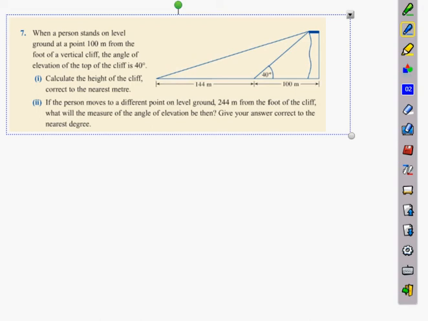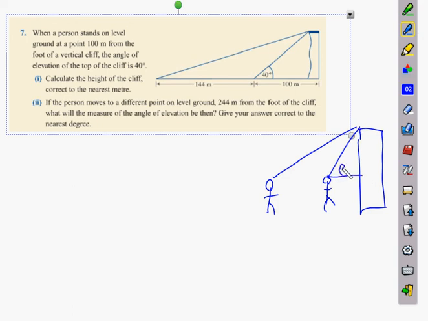Okay, when a person stands on level ground at a point 100 meters from the foot of a vertical cliff, the angle of elevation from the cliff is 40 degrees. So what happens, lads, is when you walk closer to a tall object in the distance, like a skyscraper or a building, the closer you are to the foot of the building, the higher you have to look up to see the top of the building. So basically this angle here, angle B, will be smaller than angle A.